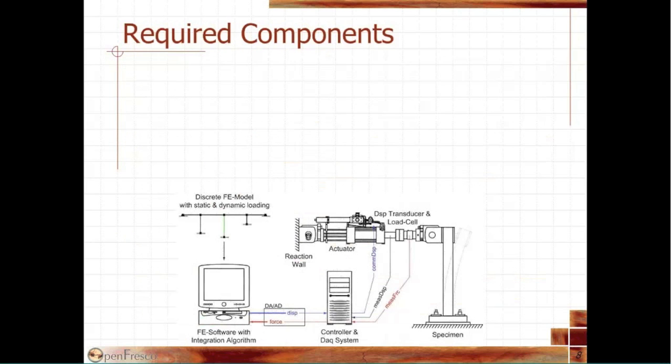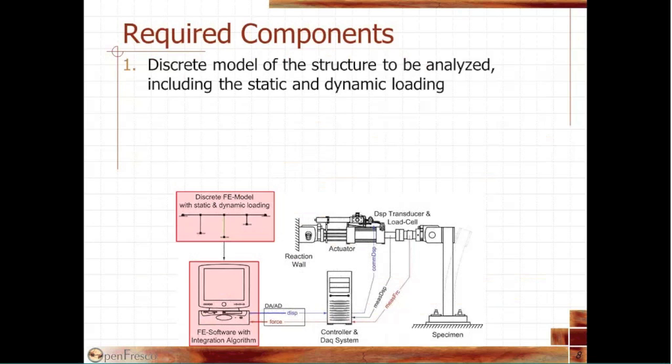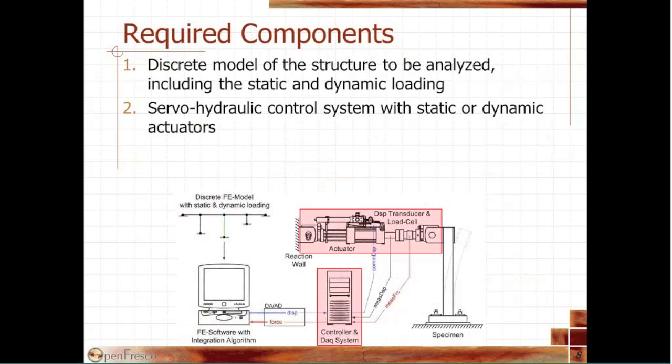If we look at the components that we will need to do a hybrid simulation, first off, we need a discrete model of the structure that we want to analyze. And that discrete model should include any static or dynamic load. Then we also need in the laboratory some servo-hydraulic control system with static or dynamic actuators, depending on how fast we are trying to run this hybrid simulation. So we have a control system and the actuators, and the control system will tell the actuators how to move.